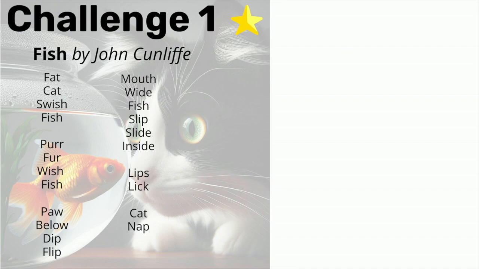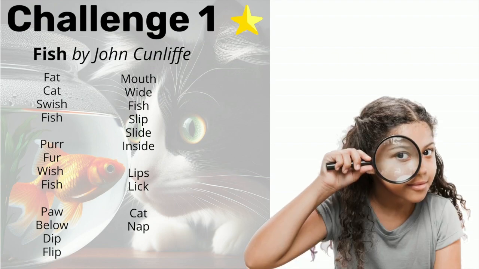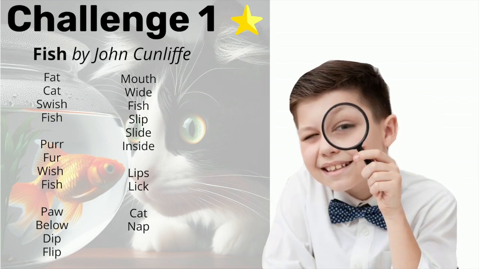Lips, lick. Cat, nap. Notice how the layout affects how the poem is read. Each item in the list has been presented on its own line, causing the reader to pause and consider each word. Also, at some points in the poem, line spaces have been used. This indicates to the reader the passing of time, which helps the reader's understanding of the poem.